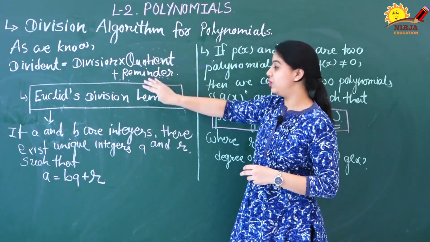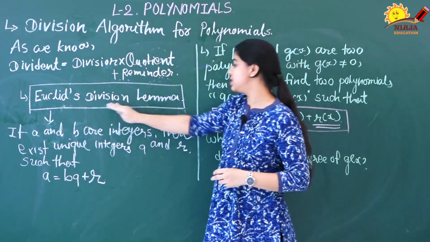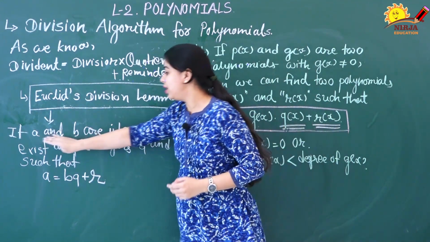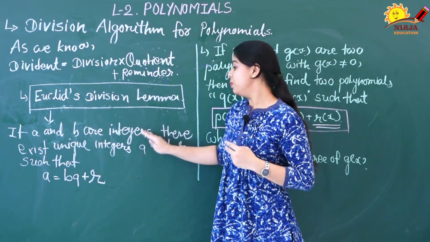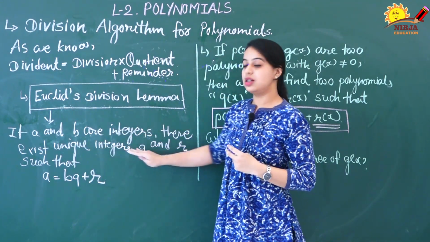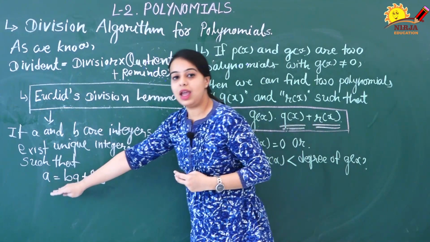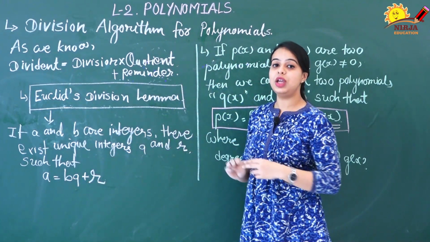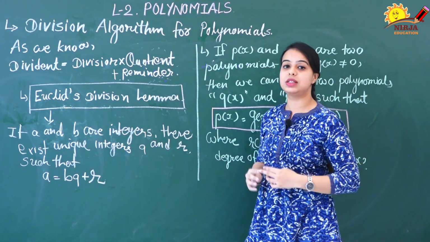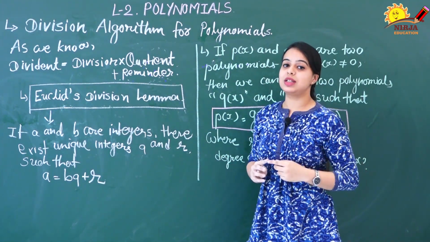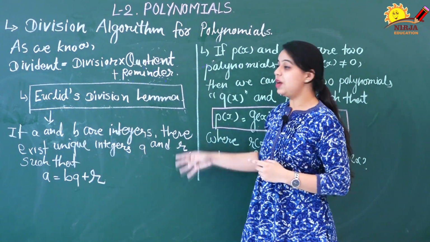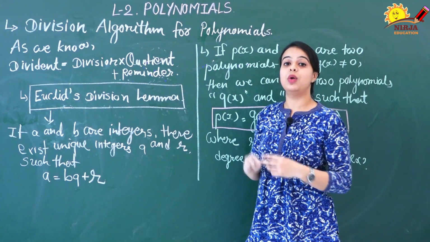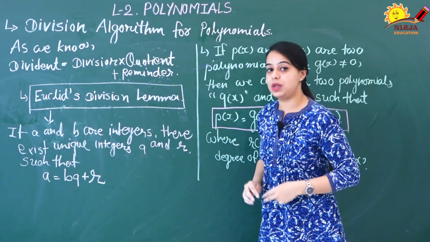On the basis of this, we have studied Euclid's division lemma in chapter first, which states that if a and b are two integers, there exist unique integers q and r such that a is equal to bq plus r. These things we all know, and we have studied them in chapter first in detail. But here we are not talking about any two integers. Here the talk is about how to divide two polynomials.